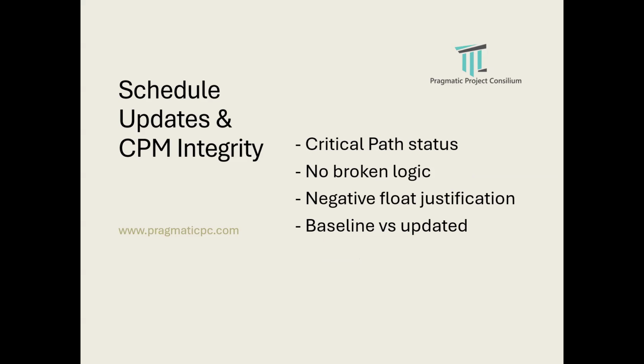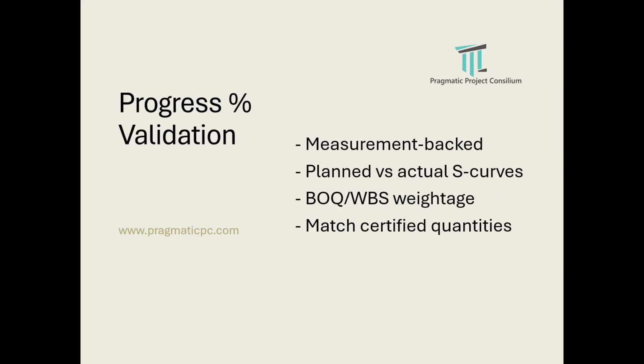So schedule updates and CPM integrity, it is a complete planning job because the critical path keeps on changing once you update the schedule. So you have to check whether the logics are properly linked and the floats are justified and what is the new completion date. So this has to be directly under the radar of the planning and project control.